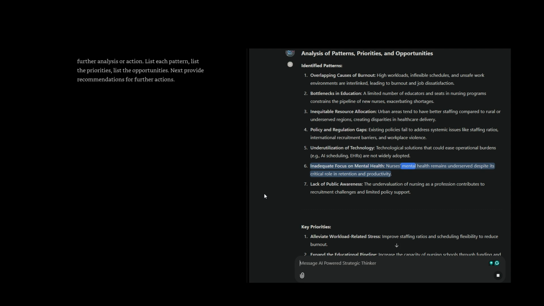Inadequate focus on mental health: nurses' mental health remains underserved despite its critical role in retention and productivity. Lack of public awareness: the undervaluation of nursing as a profession contributes to recruitment challenges and limited policy support.